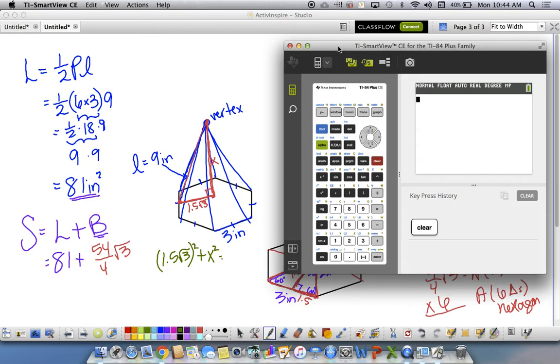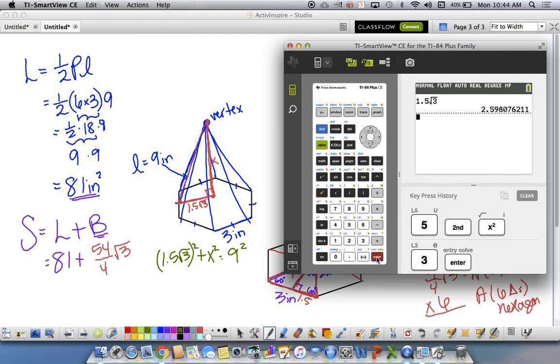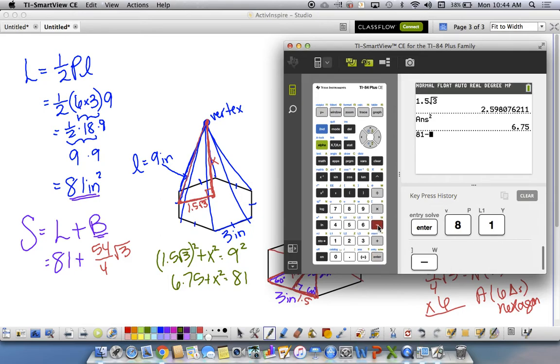X squared equals 9 squared. So what is 1.5 times the square root of 3? 2.59, etc., etc. But then I'm going to take that answer and square it. 6.75, much prettier. Plus x squared equals 81. 81 minus second answer. Okay, so that will be x squared equals 74.25.